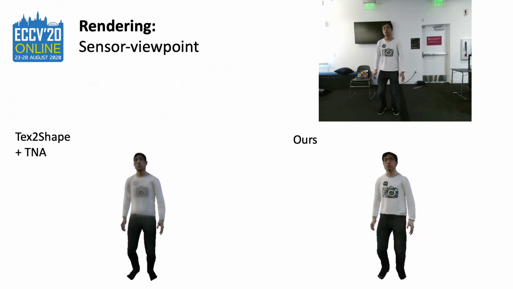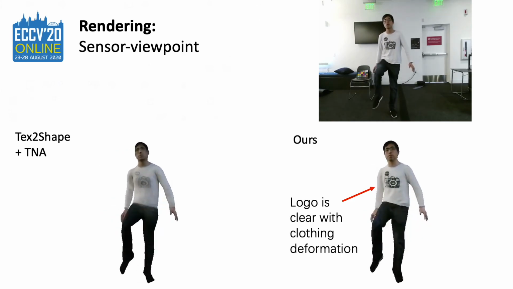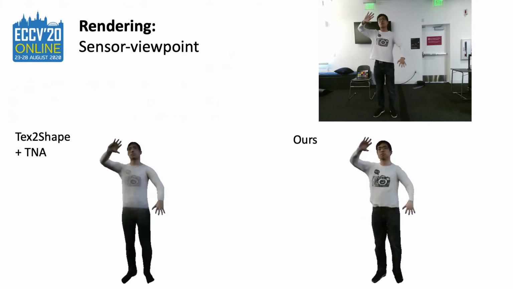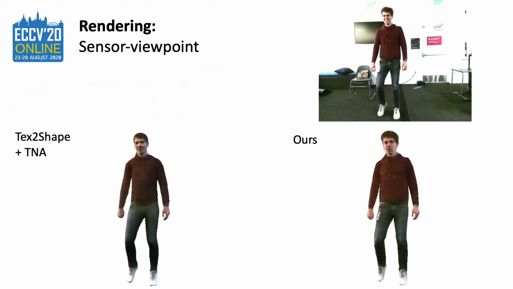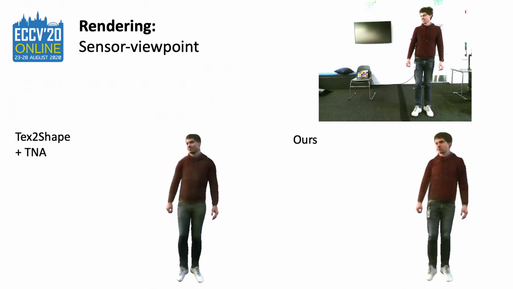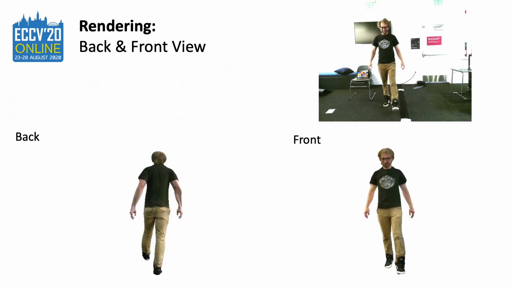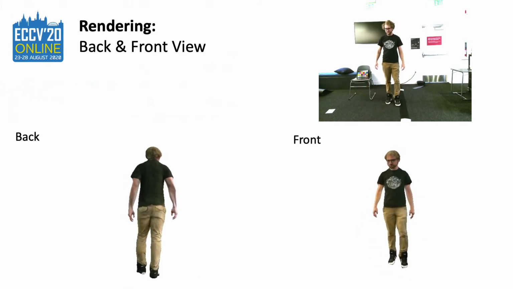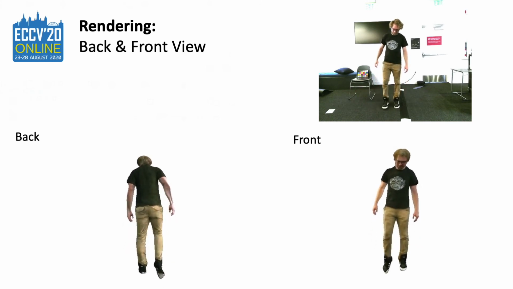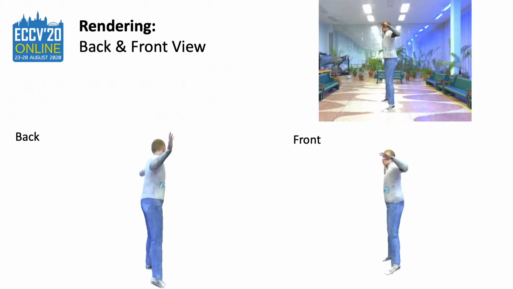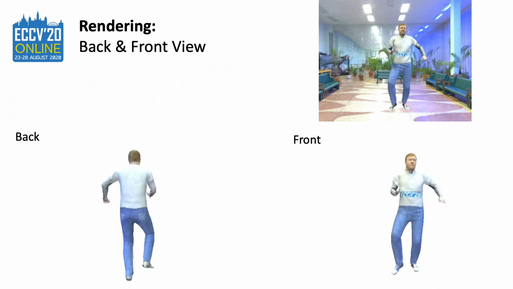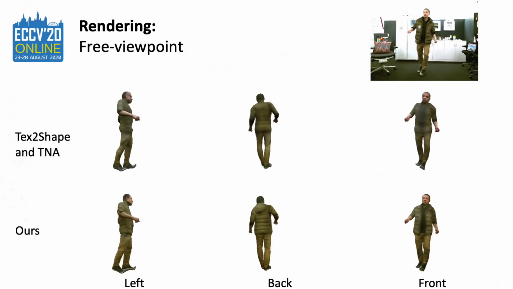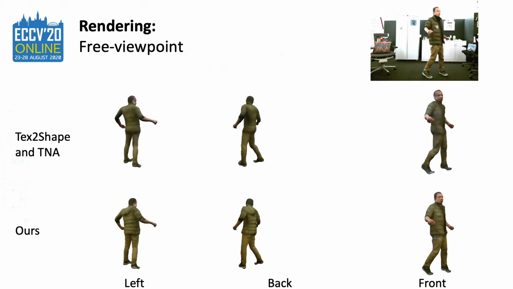Here are the rendering results. The textured reconstruction enables high-quality rendering, where we can see the clear logo on the shirt. Compared with the baseline, our rendering color is more faithful to the original video. The textures are well recovered for both the front and the back. In this synthetic example, the ECCV text and the clothing deformation are well reconstructed. We can also view the human from different viewpoints.